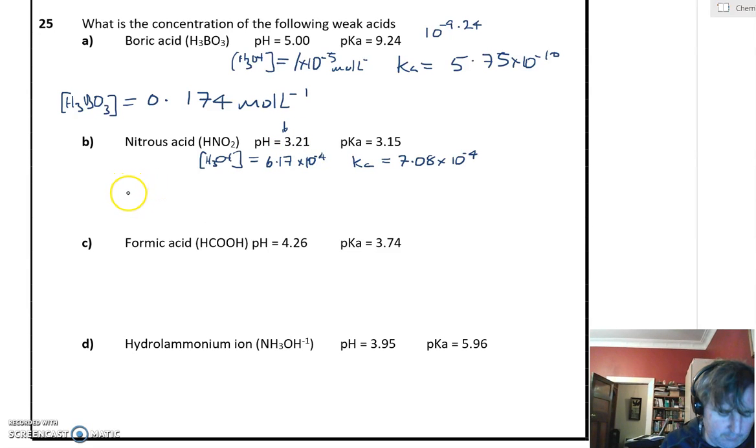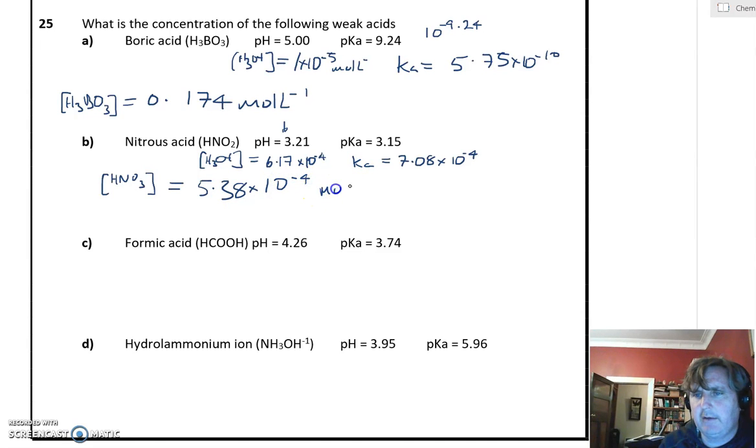So the answer here for this is the concentration of nitrous acid is going to give 5.38 times 10 to the negative 4 moles per litre. Okay, quickly going to go through the next ones. Again, H3O plus concentration, 5.49 times 10 to the negative 5. The Ka is 1.82 times 10 to the negative 4.